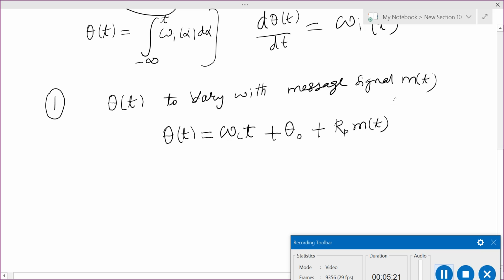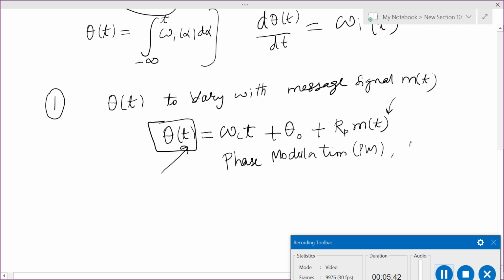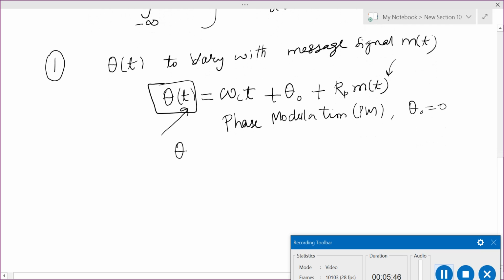Okay, so what we have done, we have made the theta, that is the phase or angle, proportional to message signal. So as message signal changes, this phase will now change. Okay, so this theta naught is arbitrary, we can take it equal to 0. So this type of modulation wherein phase changes with message signal is called phase modulation. Okay, we can put theta naught equal to 0, it doesn't matter. So theta of t is equal to omega c t plus kp m of t.